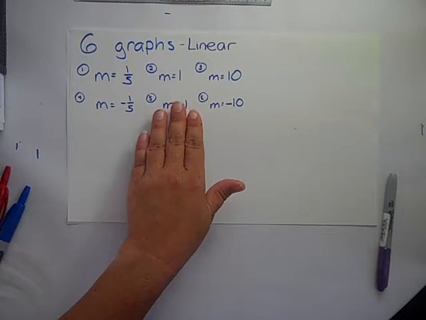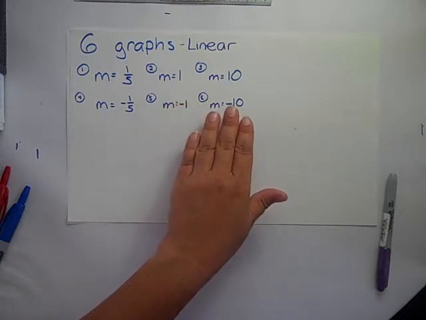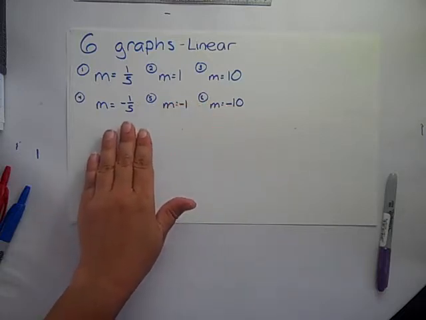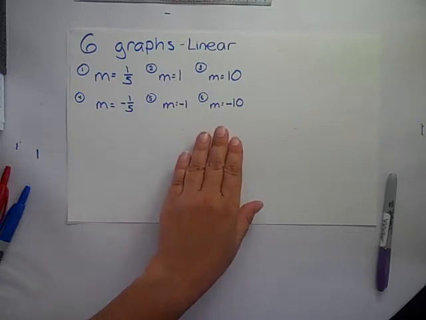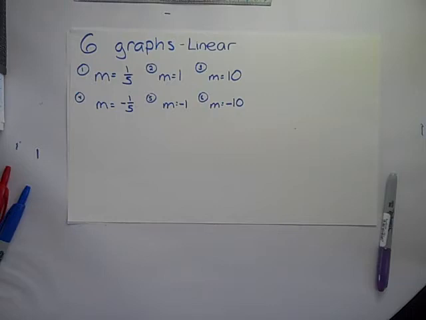Number 2, any line with a slope of 1. Number 3, a slope of 10. Number 4, a slope of -1/5. Number 5, a slope of -1. Number 6, a slope of -10. I'd like you to do these a specific way.